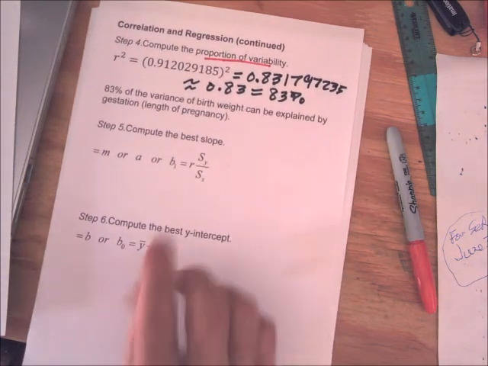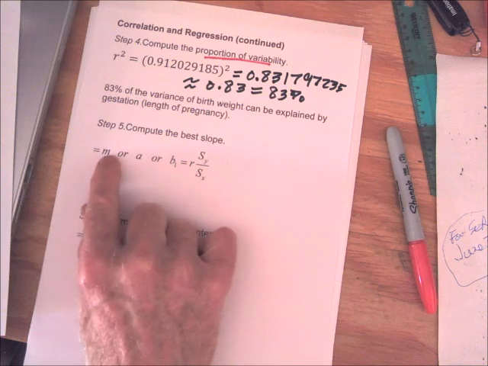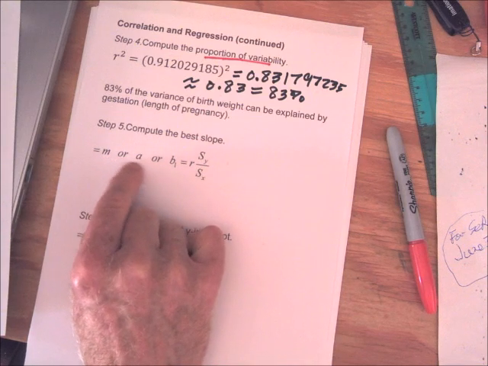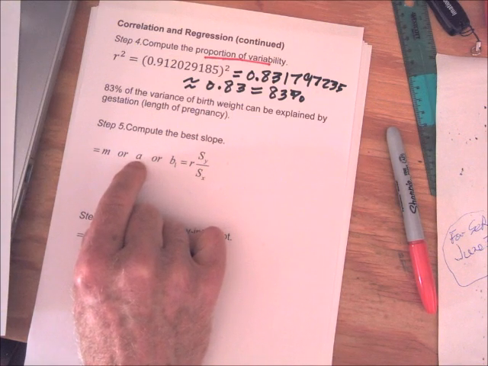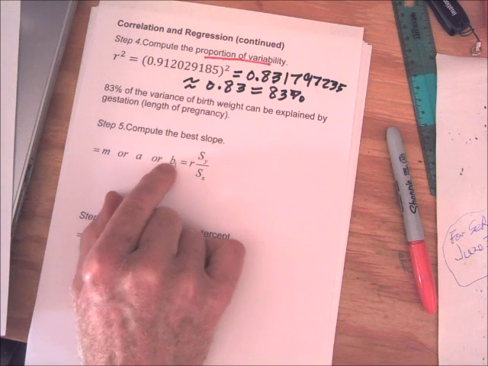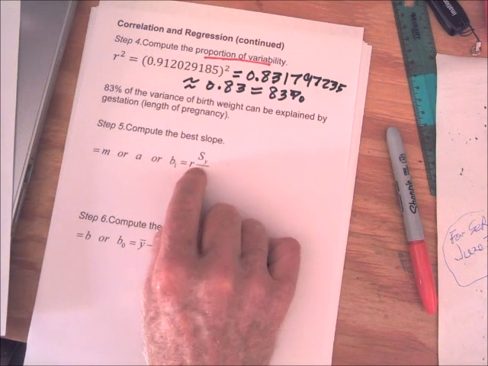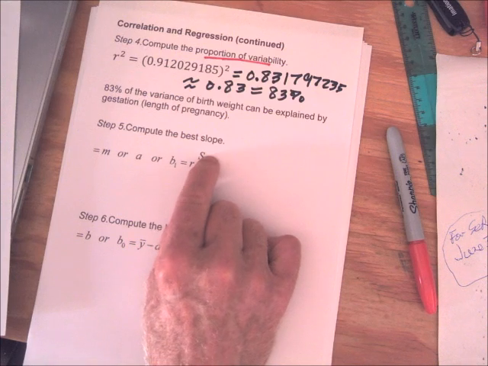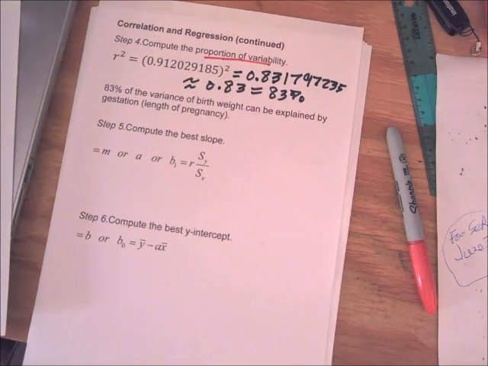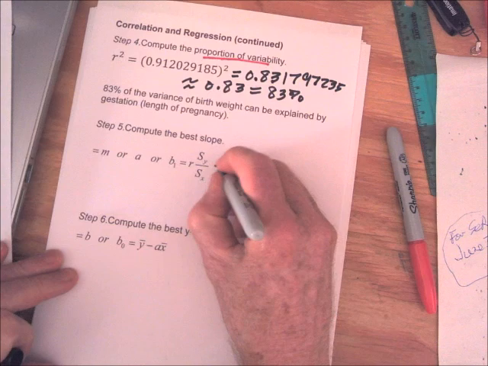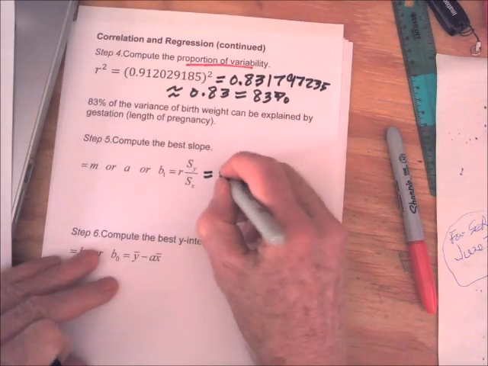And the best slope, mathematicians like the letter M for the slope. You've probably seen that if you take an algebra course. Statisticians like the letters A or B for the slope. But anyway, the best slope is the correlation coefficient times the standard deviation for y divided by the standard deviation for x.